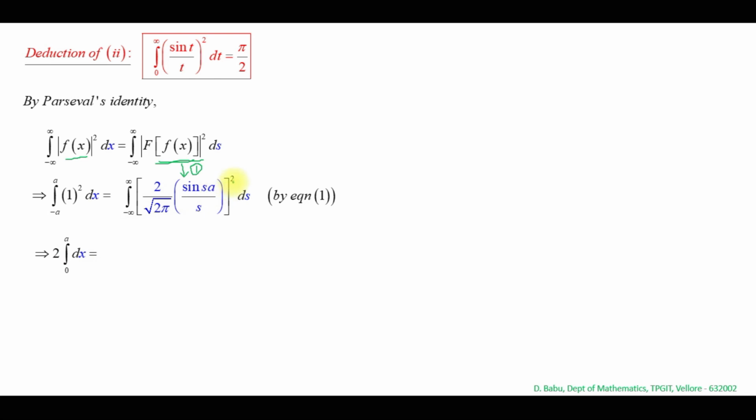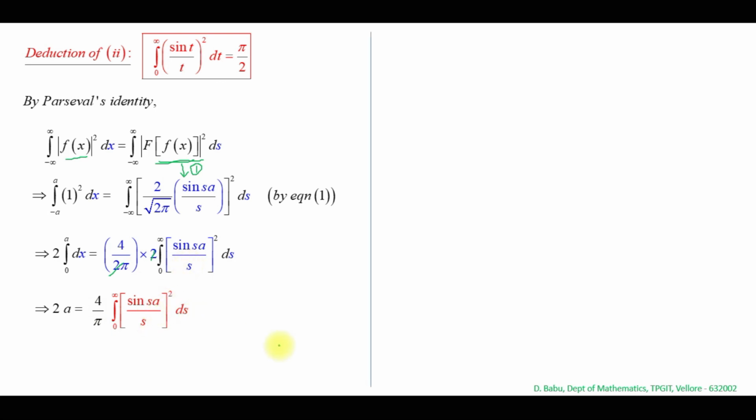The right side is also an even function, therefore it can be written as 2 times 0 to infinity. Before that, take 2 by square root of 2 pi, the whole square, as a constant outside. So 2 square is 4, and square root of 2 pi whole square is 2 pi. Since it is an even function, minus infinity to plus infinity can be written as 2 times 0 to infinity of sin sa divided by s the whole square into ds. After integrating we have a equal to, now the 2s get cancelled, so this is 4 divided by pi times the integral of sin sa divided by s the whole square ds.